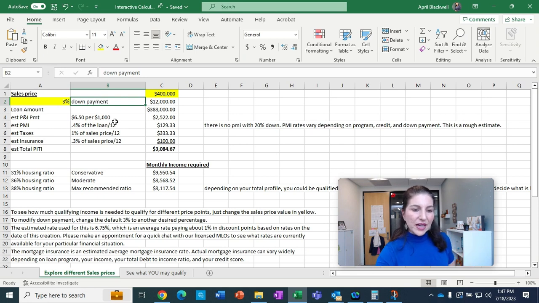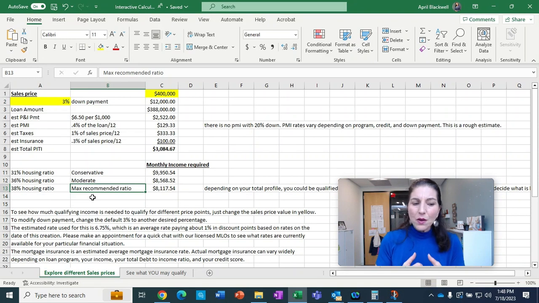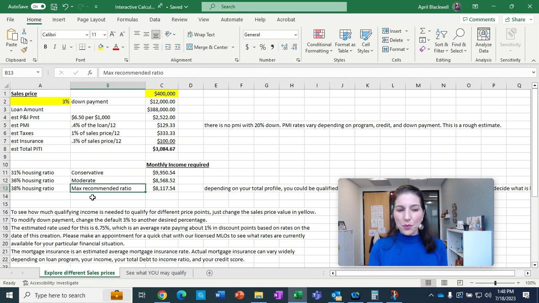But if you look down here below, let's just say we're doing 3% down. Down here is the monthly income that would be required for you to qualify for a $400,000 house using a conservative, moderate, or max recommended ratio. Again, these aren't real maximums, but they are recommended maximums to figure out what you're able to do from a qualifying standpoint. From a real life standpoint, you do need to make an appointment, go through the process, and let us take a deep dive under the hood and look at those financials.